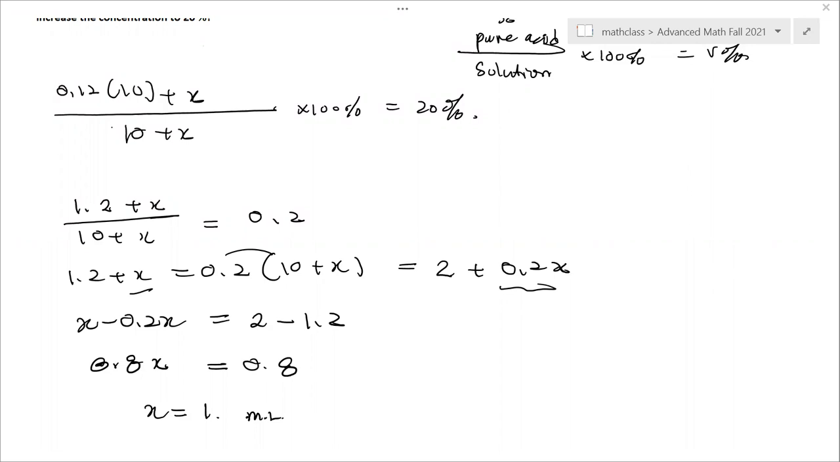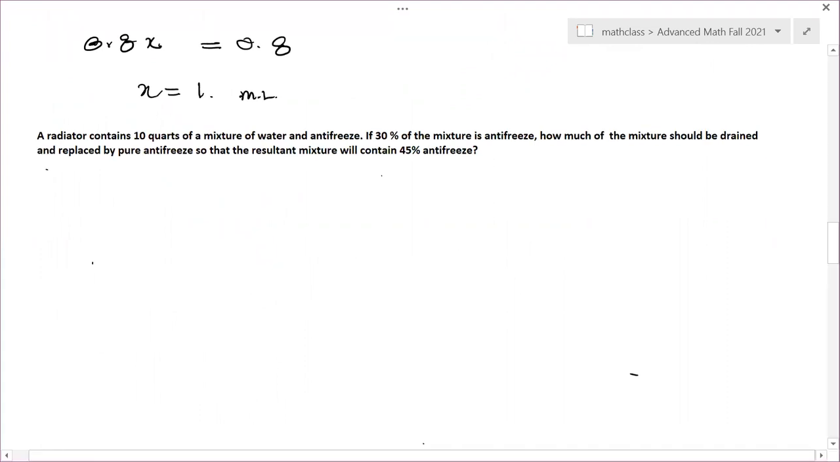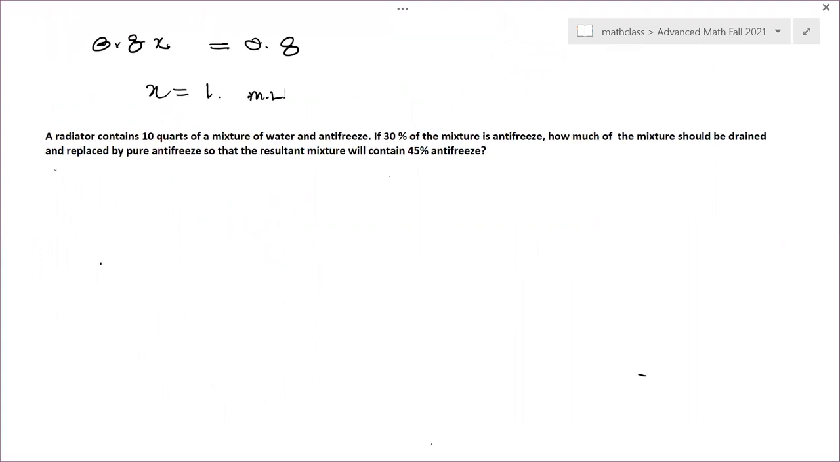Now let's take a look at the next problem. It's a similar type, but with a slightly different story. A reactor contains 10 quarts of a mixture of water and antifreeze. If 30% of the mixture is antifreeze, how much of the mixture should be drained first and replaced by pure antifreeze so that the resultant mixture will contain 45% antifreeze?